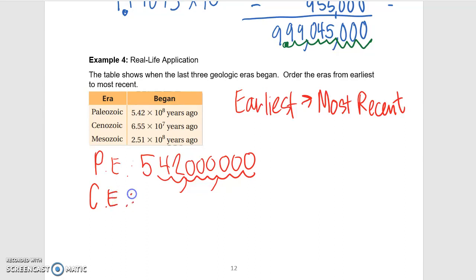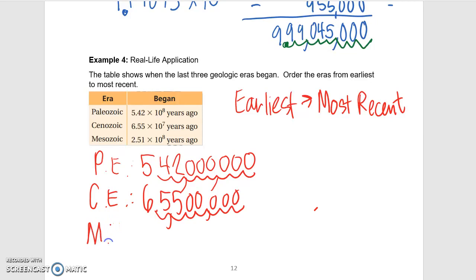The Cenozoic era, I hope I'm saying that right, 6.55 times 10 to the 7th. 4, 5, 6, 7. So 65,500,000 years ago. And the Mesozoic era, 2.51 times 10 to the 8th. So 1, 2, 3, 4, 5, 6, 7, 8.